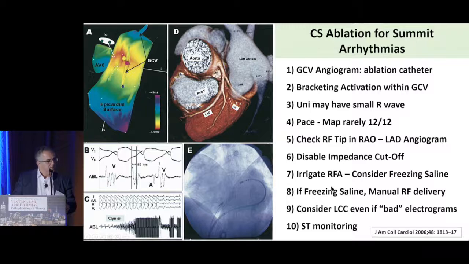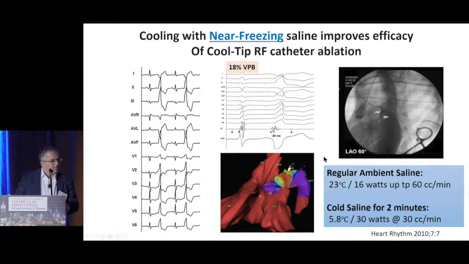Sometimes, and I'll talk about that in a minute, you have to use freeze saline. This is an example. It's a paper published by a friend of mine in Brazil, and he was not able to deliver enough power to the distal CS because he was using regular saline. There are other ways for you to deal with the situation, such as half saline, but one other option is to use cold saline, and when you do that, you're going to be able to deliver a lot more power, and in this particular situation, it was necessary to get rid of the PVC.